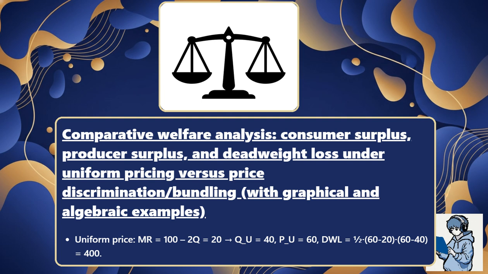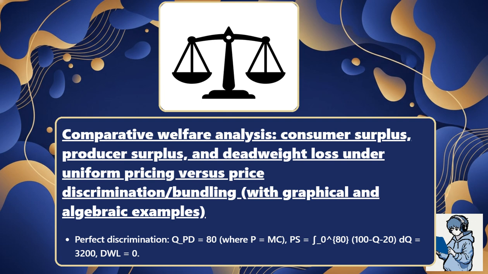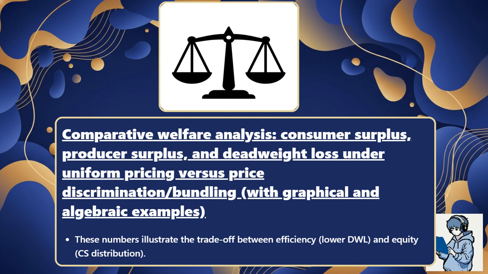PU equals 60, DWL equals 1/2 times (60 minus 20) times (60 minus 40) equals 400. Perfect discrimination. Q PD equals 80 where P equals MC. Producer surplus equals the integral from 0 to 80 of (100 minus Q minus 20) dQ equals 3,200, DWL equals 0. These numbers illustrate the trade-off between efficiency, lower DWL, and equity in CS distribution.